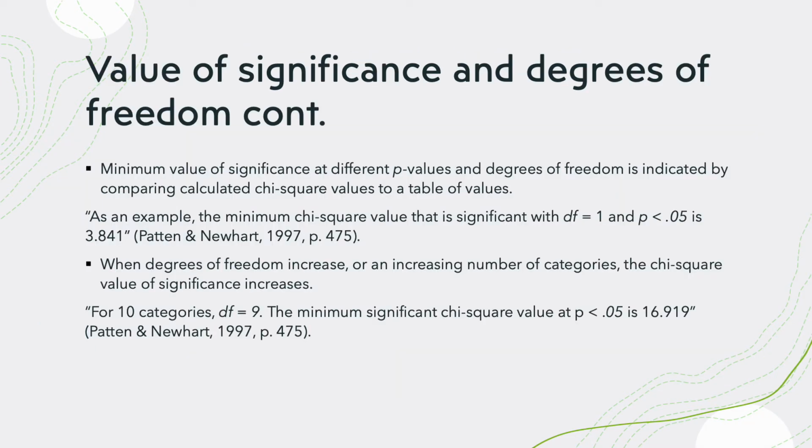Value of significance and degrees of freedom continued. Minimum value of significance at different p-values and degrees of freedom is indicated by comparing calculated chi-square values to another table of values. Here's an example of this within our text. When degrees of freedom increase, or the numbers of categories that are increasing, the chi-square value of significance also increases.